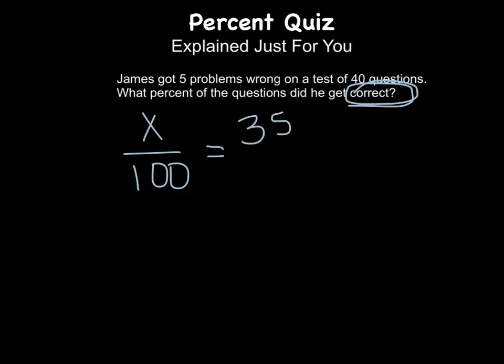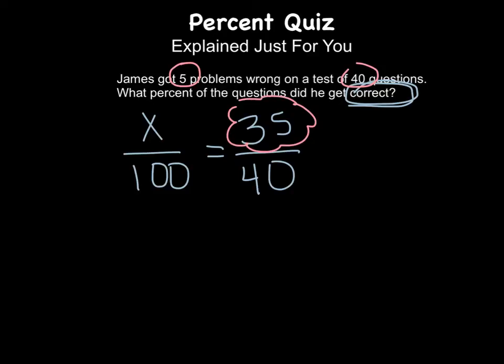James got 5 problems wrong on a test of 40 questions. What percent of questions did he get correct? So first thing I would have done is seen that, and instead of doing 5 over 40, I would have done what percent would equal 35 over 40, because we could take our 40 questions minus the 5 that he got wrong, and that's going to give us our 35.